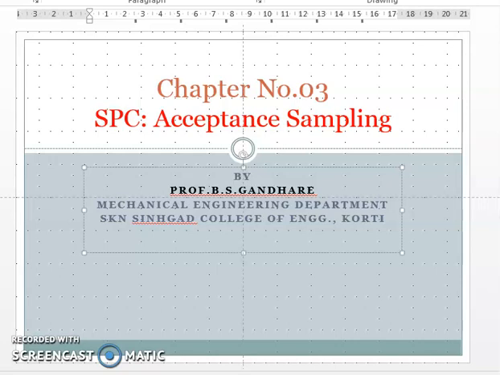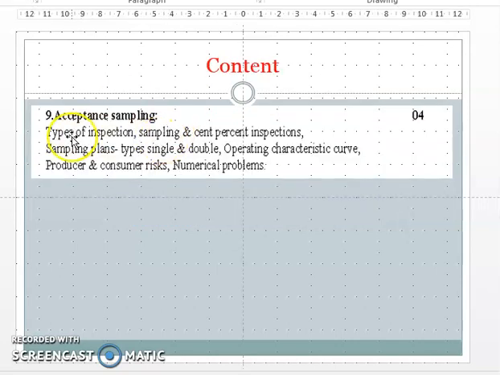Only 2 to 3 points are remaining. We are going to learn what is acceptance sampling, what are the different types of inspection, sampling plan, and single sampling plan, double sampling plan, operating characteristic curves, and producer risk and consumer risk. This is a small chapter, a small point we can say, and it is very important for quality control engineering.